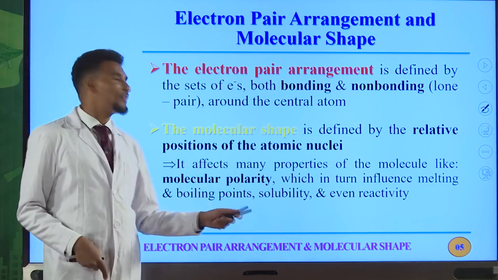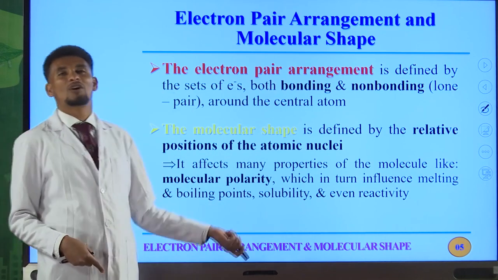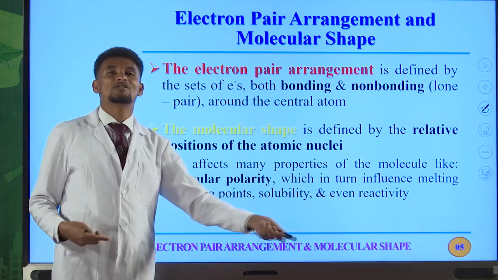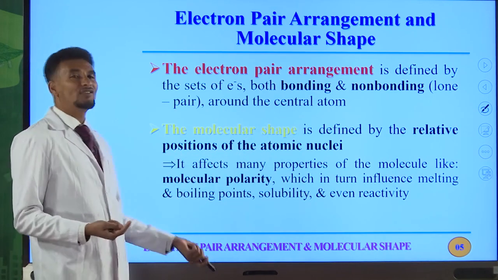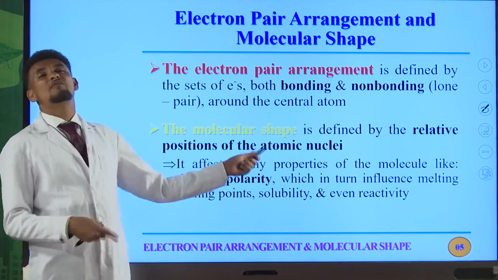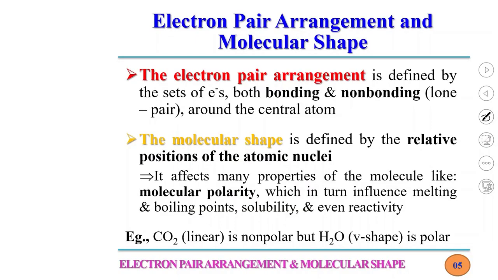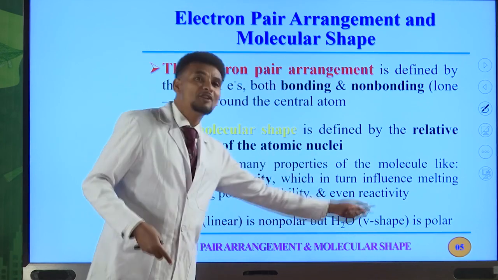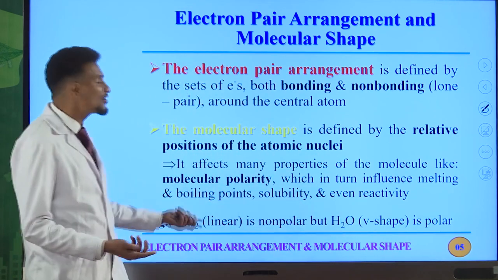This molecular shape affects many properties of the molecule, for example molecular polarity, which in turn influences the melting point, boiling point, solubility, and even the reactivity of that molecule. For example, carbon dioxide has a linear shape, but water is V-shaped. Water is a polar molecule, but carbon dioxide is a non-polar molecule.